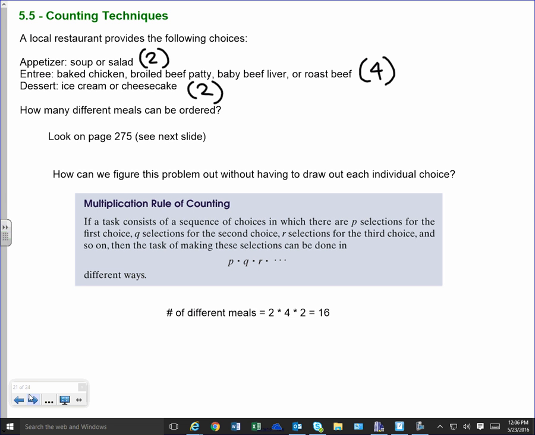We just don't have enough time to get to anything, especially in this short summer session. We just don't have enough time to get to all of it. So we don't do conditional probability.